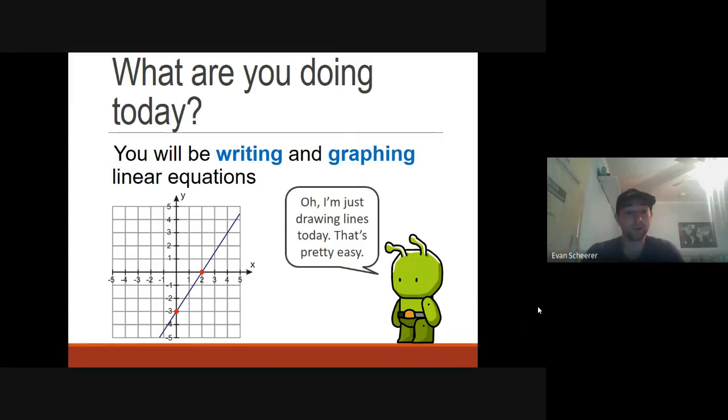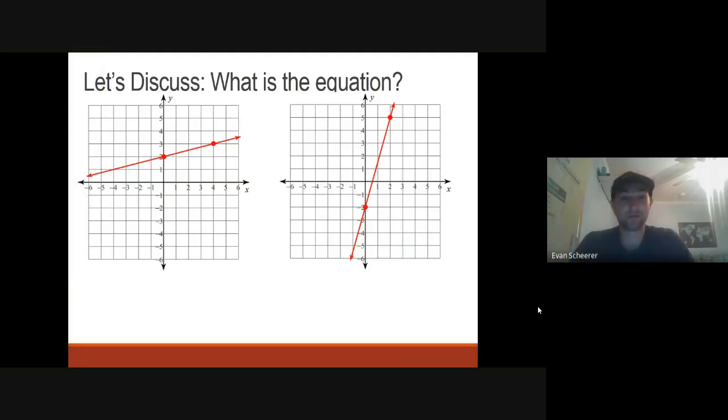Okay, so we're mostly going to be graphing linear equations. However, we're going to write a linear equation first. So let's just look at different things that make up a linear equation. Well, the word linear kind of sounds like a line, right? Well, a line is straight, which means linear equations are always a straight line.